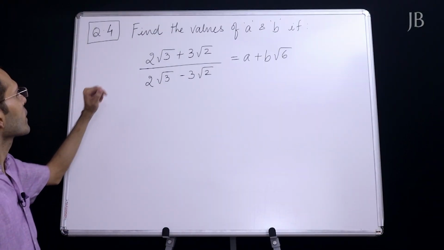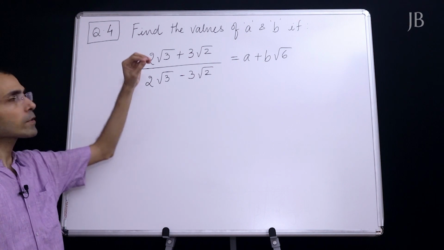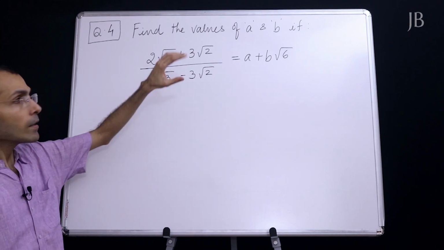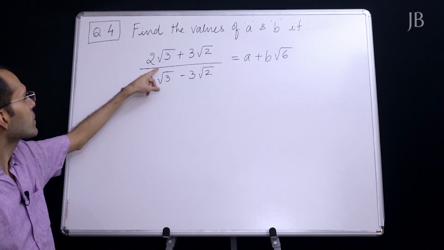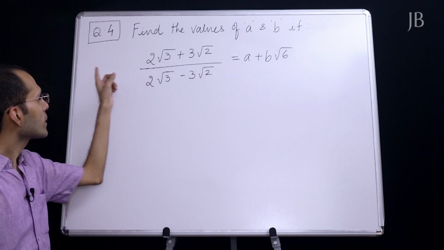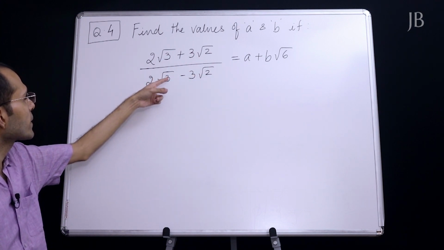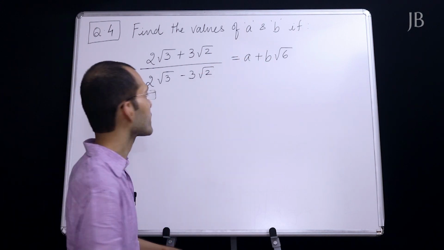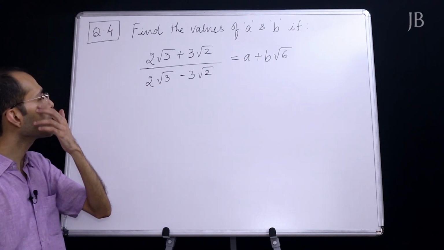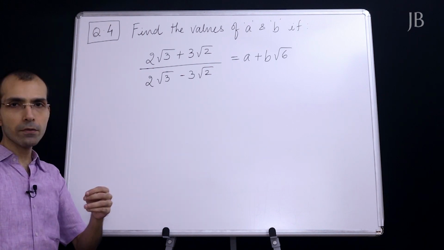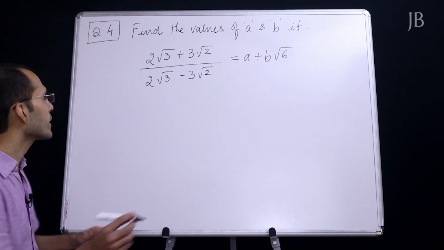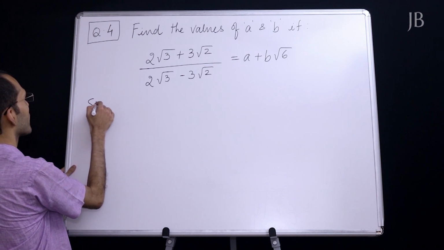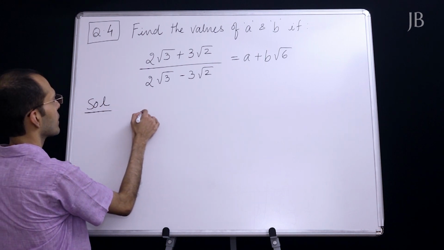Question 4. Find the values of a and b if 2 root 3 plus 3 root 2, the whole divided by 2 root 3 minus 3 root 2, equals a plus b root 6. These two things are already given equal. Under the given conditions, we would like to find the values of a and b. Let's see how do we go about this.